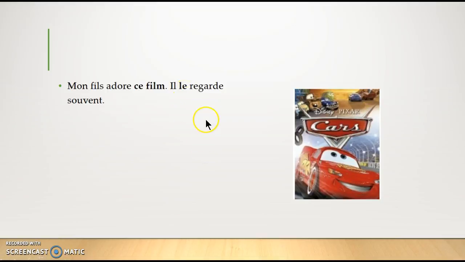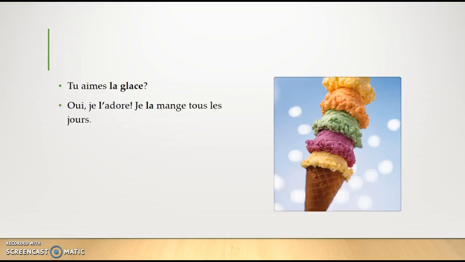So, you've seen that in several examples. Tu aimes la glace? Oui, je l'adore. Je la mange tous les jours. So notice here what happens. La glace, when the la encounters this adore that starts with a vowel, we're going to change it to l'. So yes, I love it. I eat it every day.